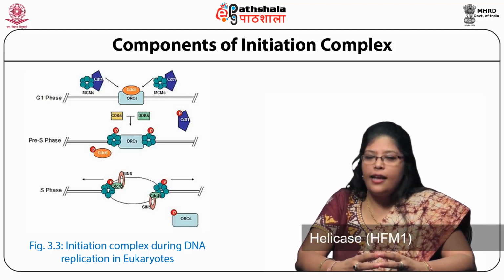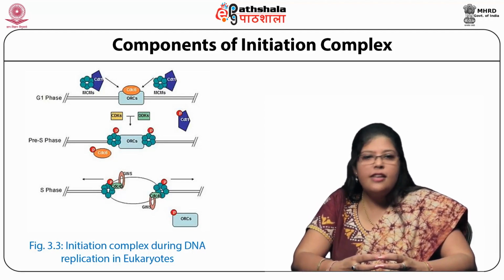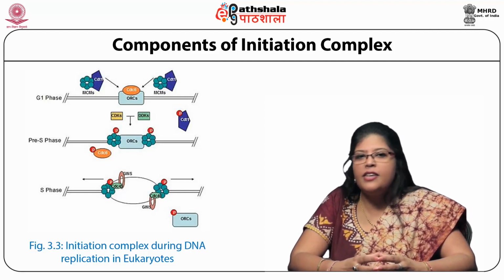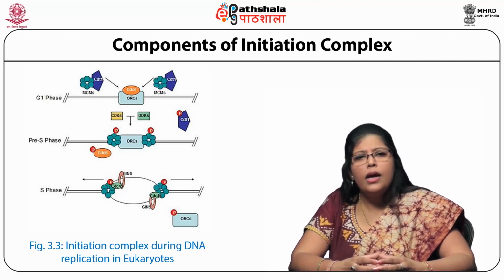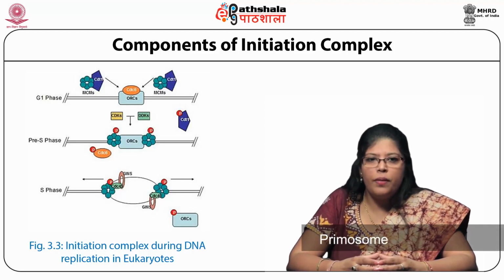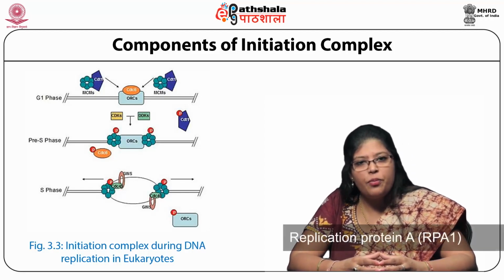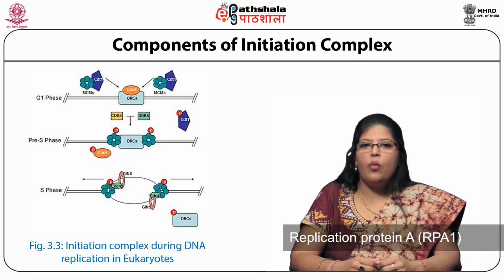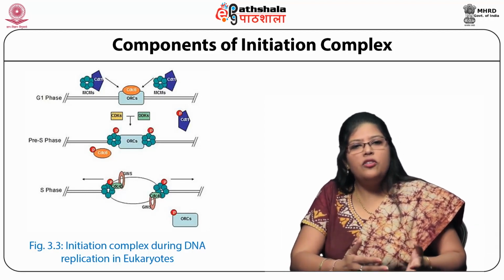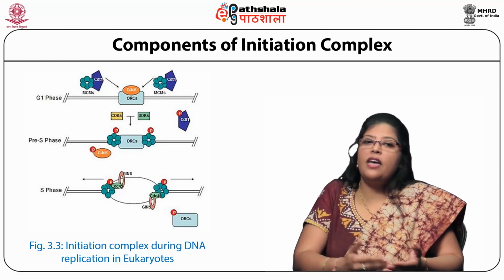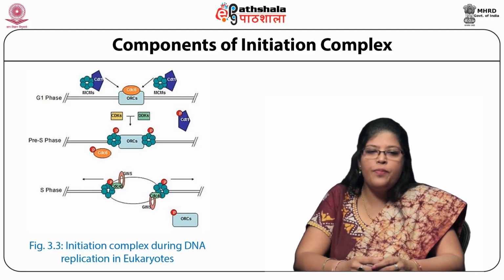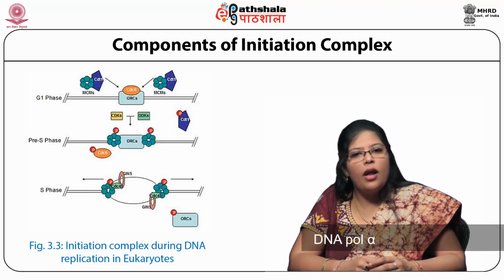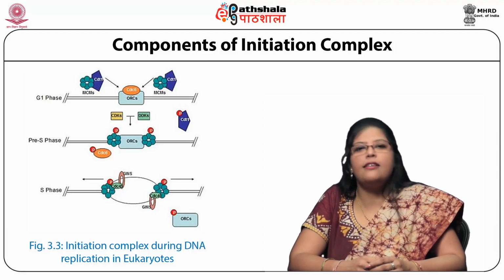HFM1 acts as the helicase whose main function is to unwind the DNA duplex and provide a single-stranded DNA template for replication. Then comes the role of the primosome complex, which includes the replication protein A, RPA1. It includes RNase H, which is the RNA removal protein which helps in removing the RNA primers, and it includes DNA pol alpha, which is the extending enzyme.